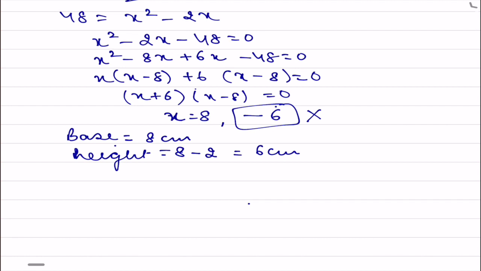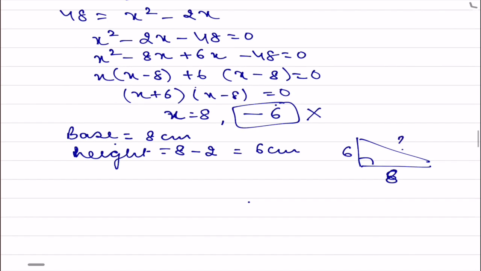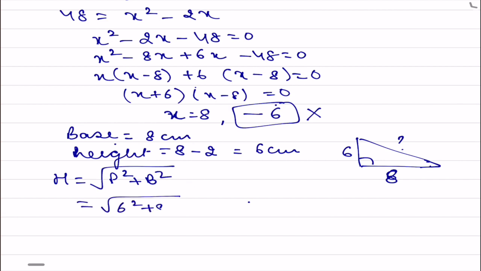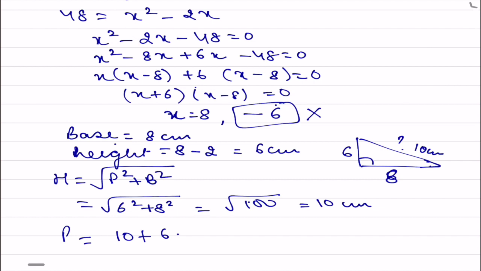Now the question is, find out the perimeter of the triangle. Now we know the base is 8, height is 6. How to get the third side? Again by Pythagoras theorem. Hypotenuse will be perpendicular square plus base square under the root. So put the value 6 square plus 8 square, that is 100. So the hypotenuse is 10 centimeter. Now we know all the three sides, we can easily find out the perimeter, that is 10 plus 6 plus 8, that is equal to 24 centimeter. So perimeter of the right angle triangle is 24 centimeter.